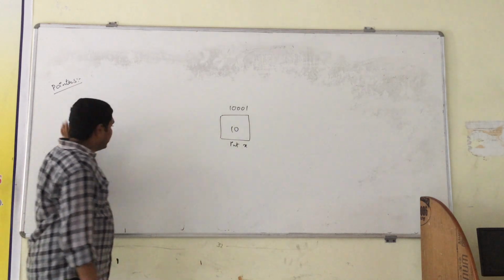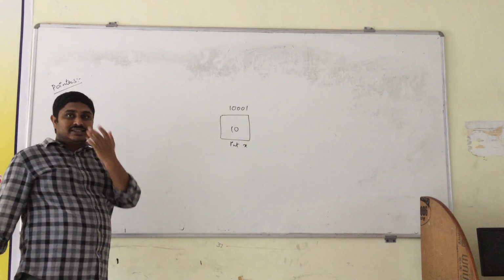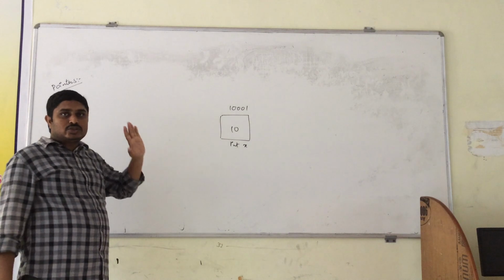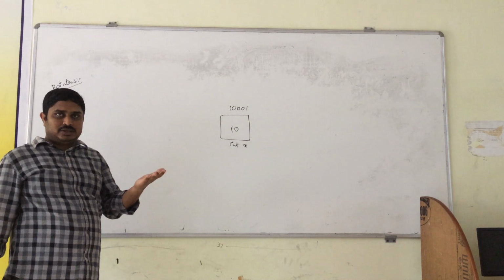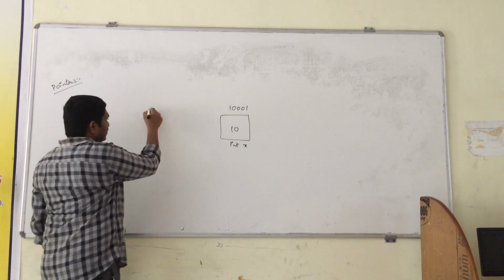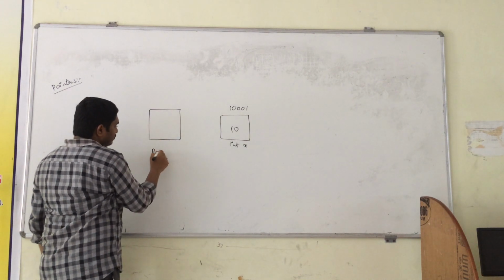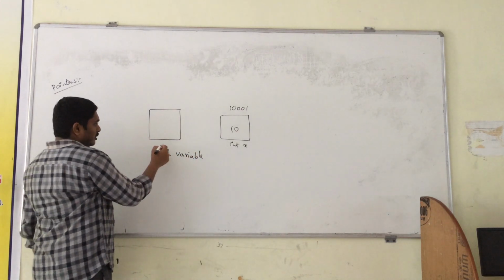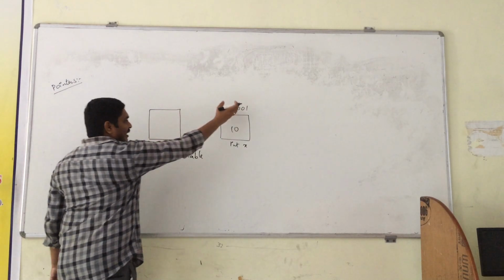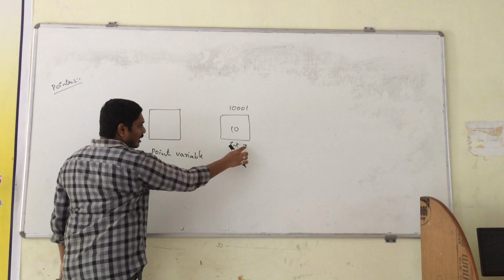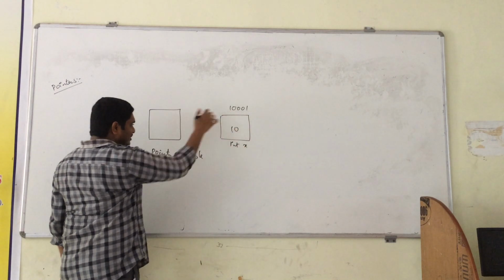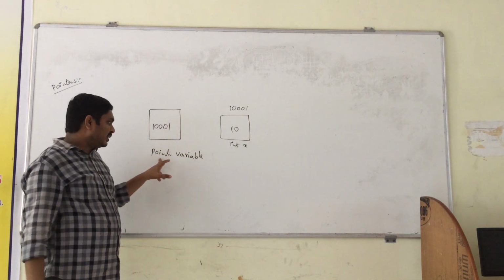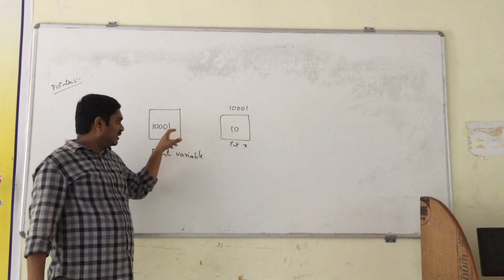Coming to the pointer, a pointer is a special type of variable which stores the address of another variable. For example, this is the pointer variable. It stores the address of another variable. For example, this is the variable of the name x. For x, this is the address. So we can store the address of x here. So a pointer is a variable which stores the address of another variable.